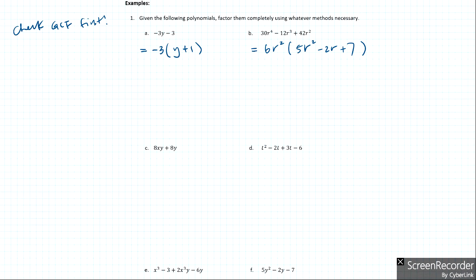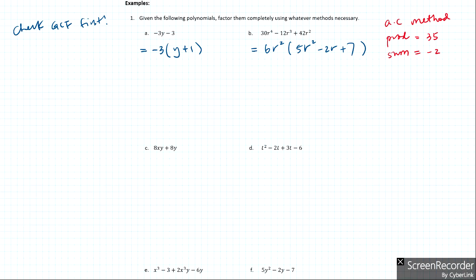Once we have this form, we want to again check whatever is in the parentheses, whether it can be factored further. And in this case, it can, because we have a quadratic expression still. And when the leading coefficient is not equal to 1, we have to try the AC method. I believe in this case, AC method works out over here. So for the AC method, we want the product to be equal to 5 times 7, which is 35, and we want the sum to be equal to -2.